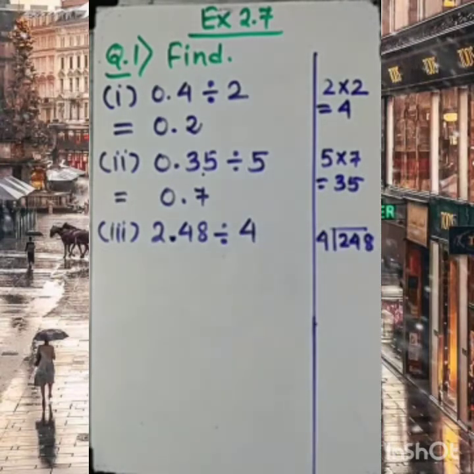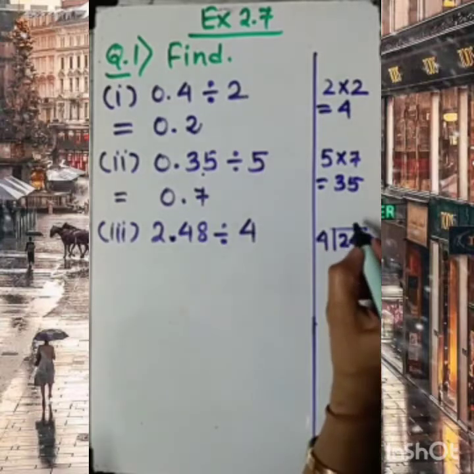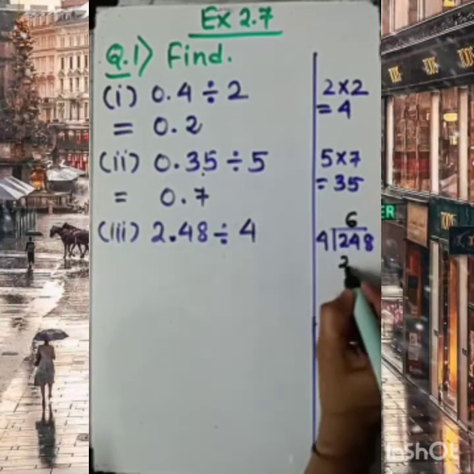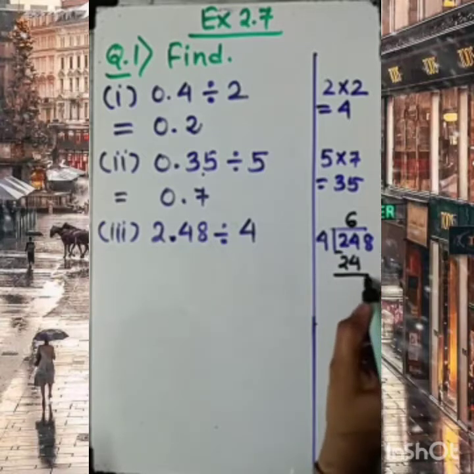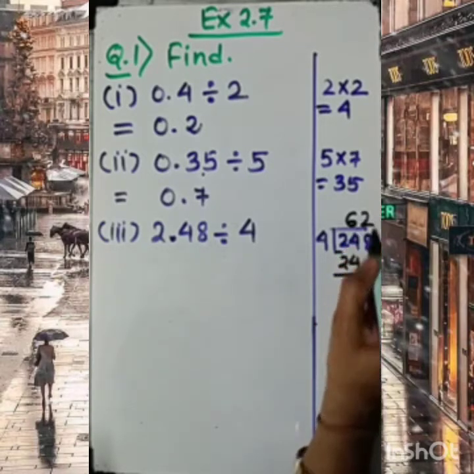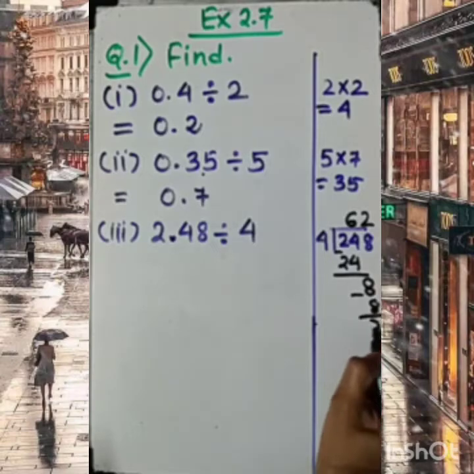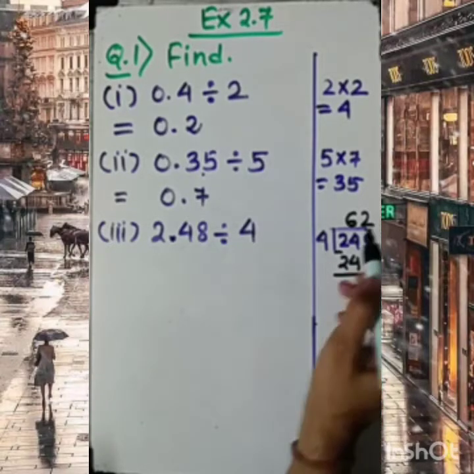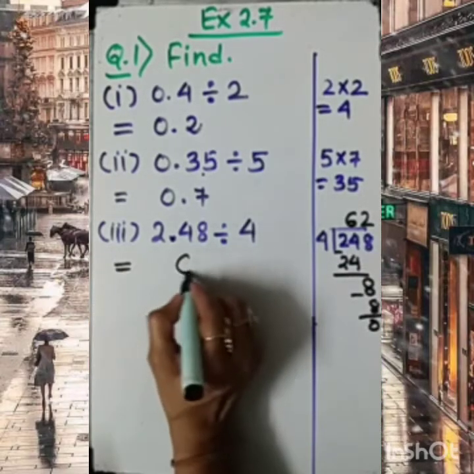So what do we have? Let's recite the table of 4. Then in the table of 4, 4 6 ja 24. So here 8 is there. 4 2 ja 8. So 8 minus 8 is 0. My answer is coming 62.